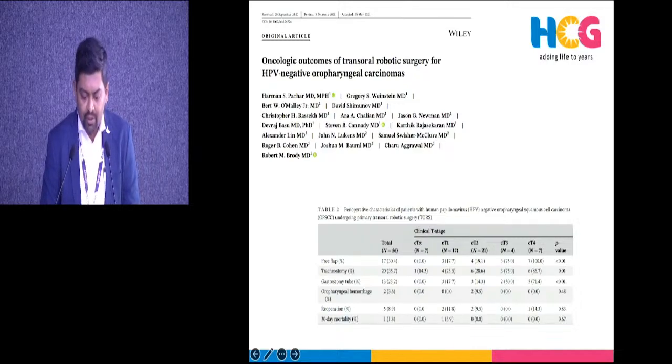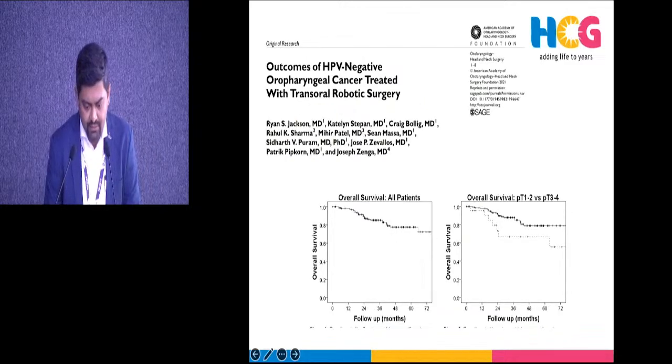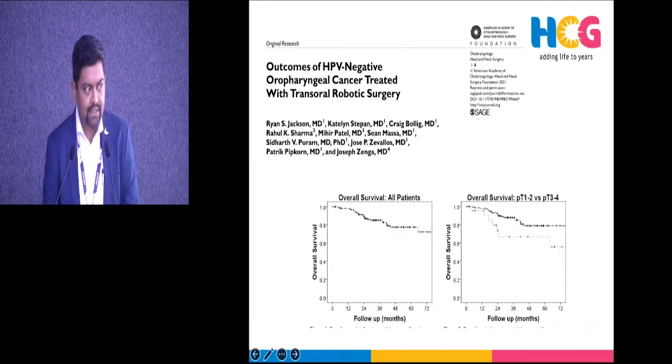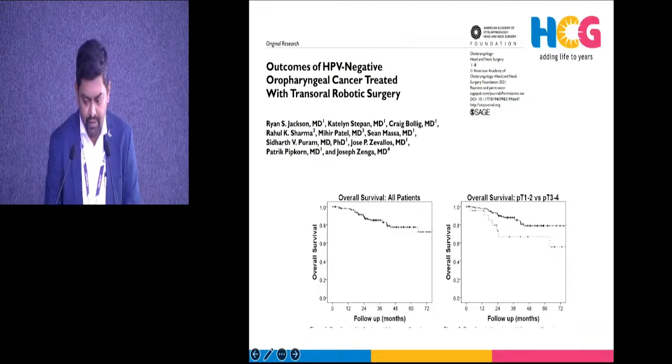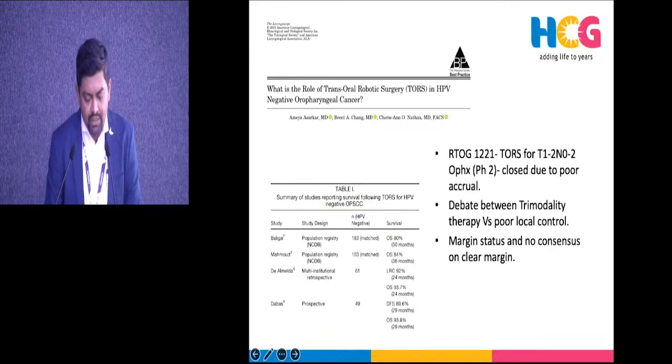But look at the toxicity rates in that. So that often becomes a concern. And even in HPV negative, if they're undergoing a TORS, the survival also again changes depending on the T and N permutation combination. So is there still a role of TORS in HPV negative?